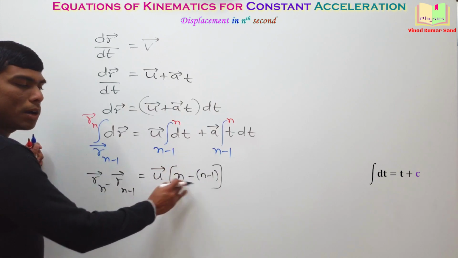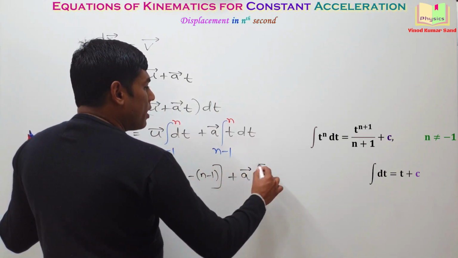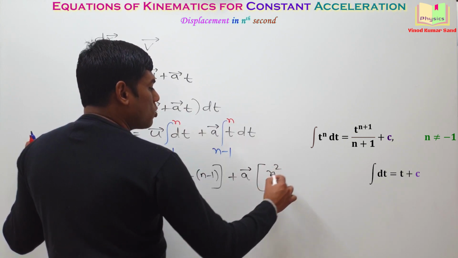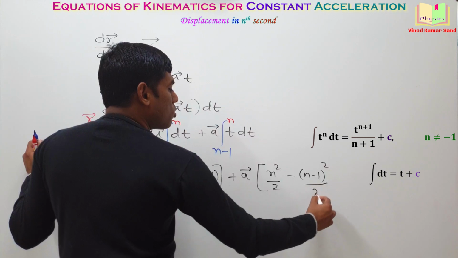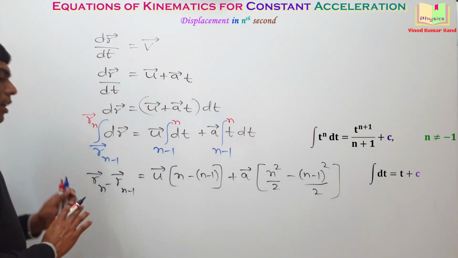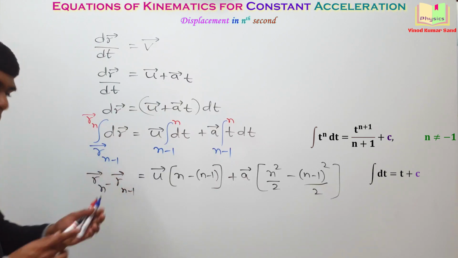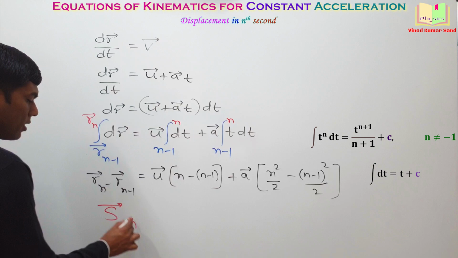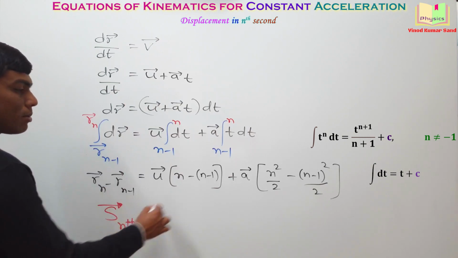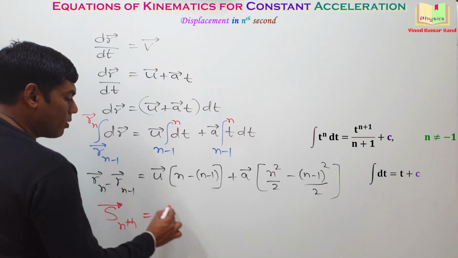I have placed the upper limit as well as the lower limit, plus a, and this will be n square by 2 minus n minus 1 whole square by 2. This will be known as the displacement in the nth second. So I am indicating it as s nth, and since we have already simplified it in the previous part, I am writing the direct answer. You can check it yourself.